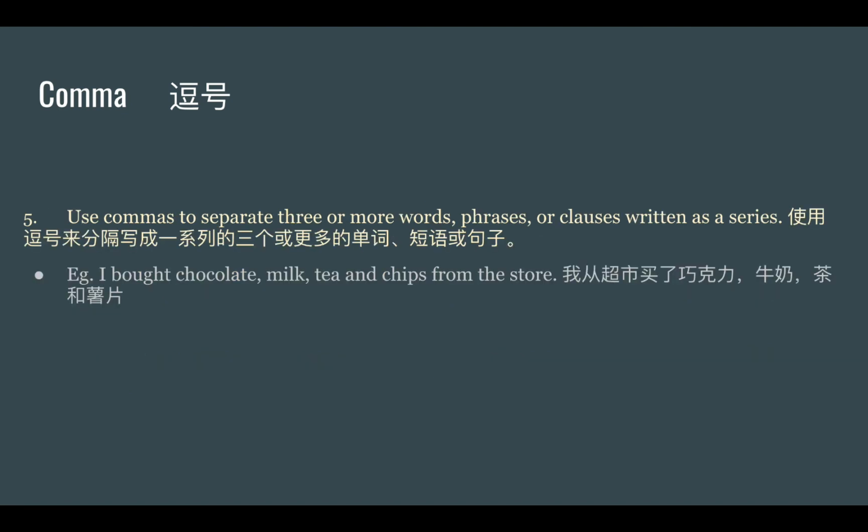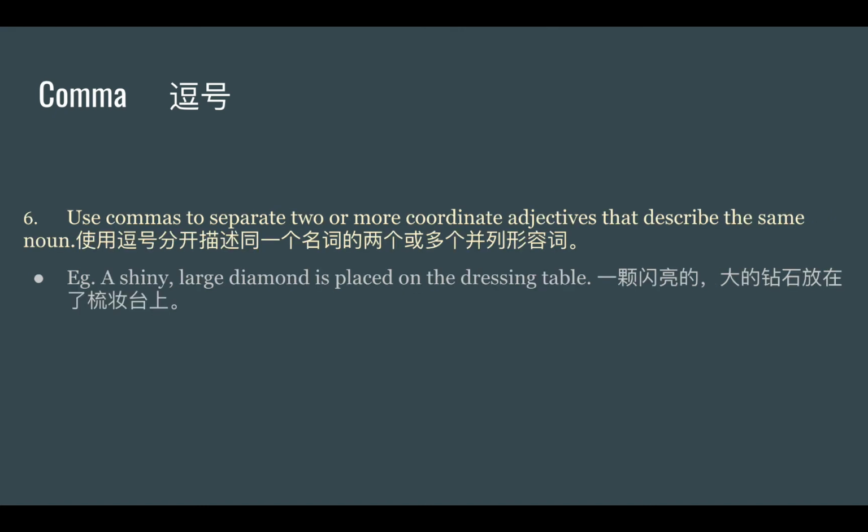The last ways we can learn about commas: use a comma to separate 3 or more words, phrases, or clauses written as a series. For example, "I brought chocolate, milk, tea, and chips from the store." And we can also use a comma to separate 2 or more coordinate adjectives describing the same noun. For example, "A shiny, large diamond is placed on the dressing table."